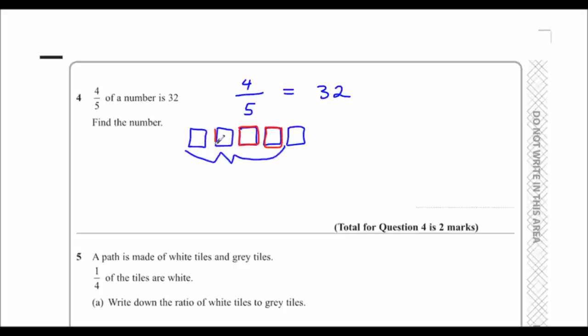is worth 32. If these 4 parts are worth 32, we can work out what 1 part is worth by dividing by 4. So 32 divided by 4, type it into the calculator, and that will tell you each part is worth 8. And how many parts have I got in total? There are 5. So the total amount, that's another 8. We've got 4 parts, which was worth 32, another part, which is worth 8. So 32 plus 8, or 5 times 8, either one of those equals 40.